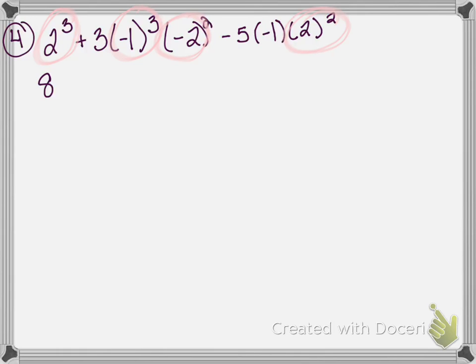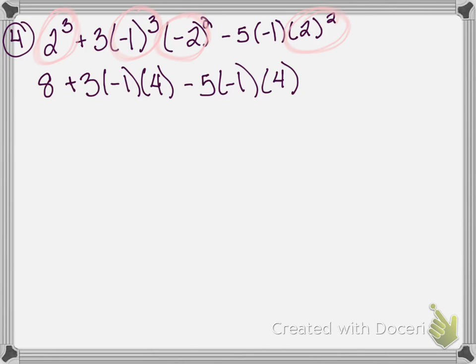Okay? Negative 1 times negative 1 times negative 1. What is that? Negative 1. Then I've got negative 2 squared. What is that? It's positive 4. Good. Now, I'm still not going to deal with this negative 5 and negative 1 because I've got to deal with that 2 squared first. What's 2 squared? 4.